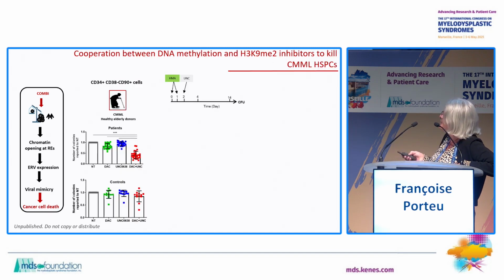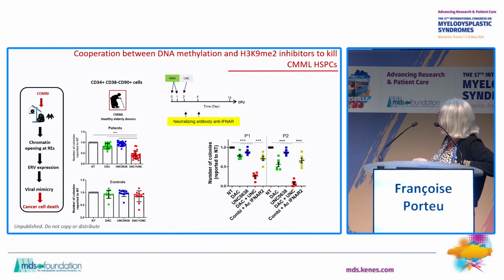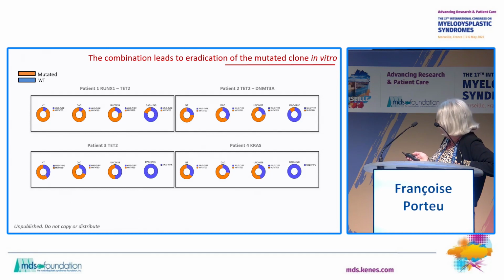So for the function, you can see that the combination can kill the cells and decrease the clonogenicity of CMML patient cells without affecting the control. And this is due to the production of interferon intracellularly, as it can be rescued by anti-interferon receptor. Looking at the cells remaining after the combination in the wells in different types of patients, we found that the genotype of the cells remaining in the wells are mostly wild-type cells, suggesting that the combination, but not inhibitor alone, has killed only mutated cells.